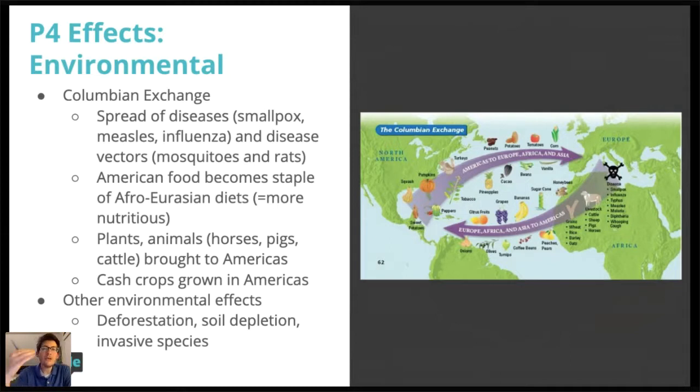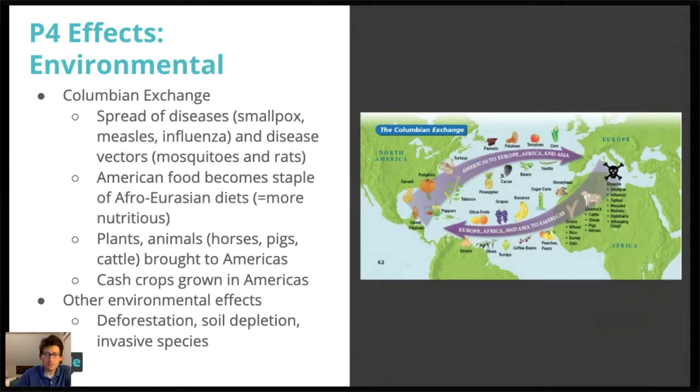We also see other environmental effects. American foods spreading to Afro-Eurasia, becoming staples of diets for people in Afro-Eurasia, foods like the potato, tomatoes. These foods lead to corn, beans, squash. They lead to more diverse diets and thus more nutritious diets.